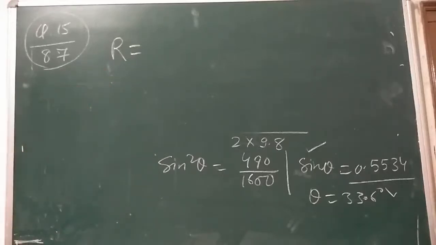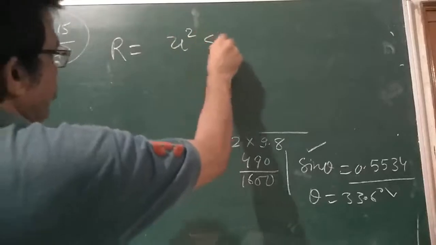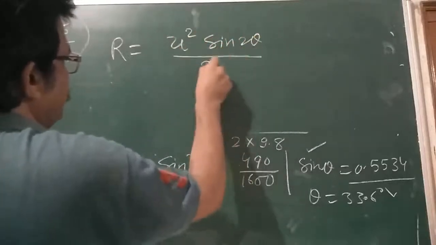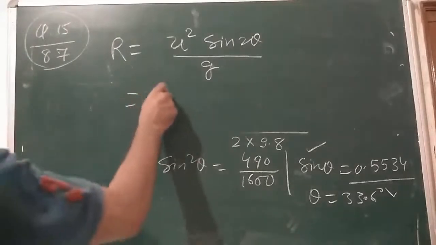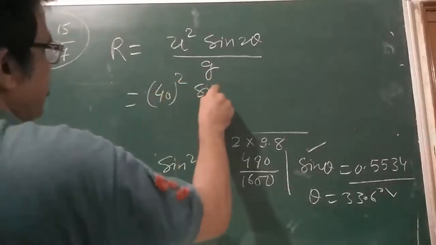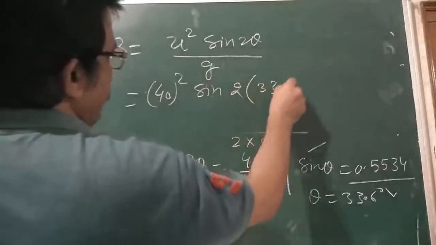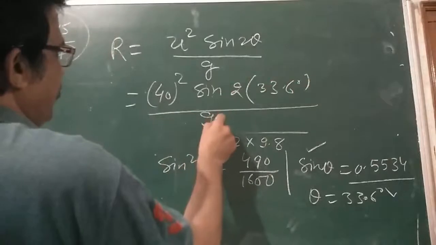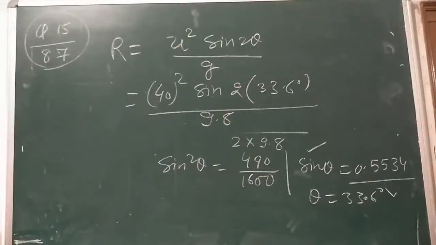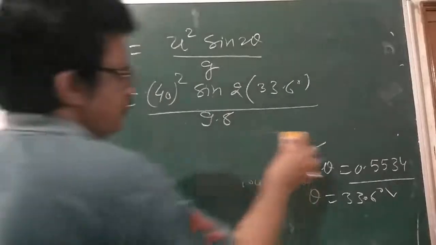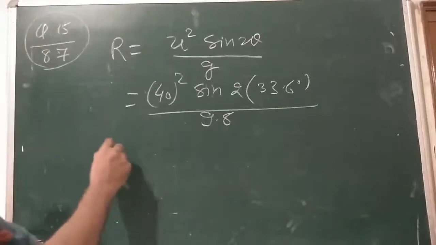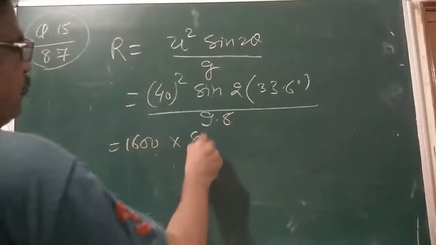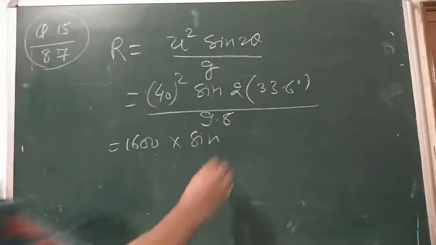So R is equal to our formula, that is u square sin 2 theta by g. This is the formula for the range. R comes out to be u square, put 40 square, sin 2 theta, 33.6, divided by g, 9.8. Now again solve it. This is 1600, this is sin of 2 times 33.6, that is 67.2.